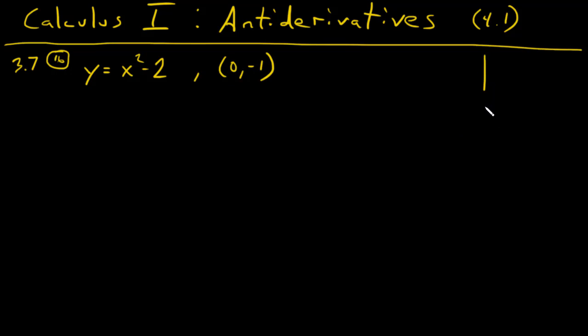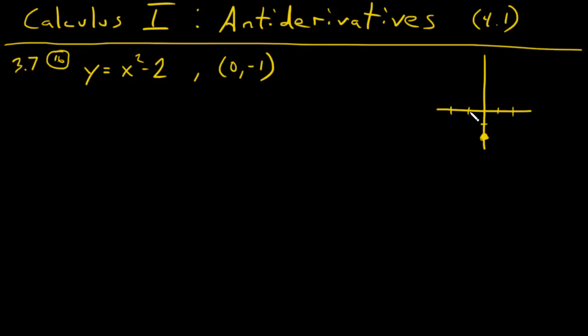Okay, so over here I'm going to draw a little quick sketch of what this looks like. So 1, 2, 1, 2, something like that. And so I'm going to have something that's going to hit right there. So if x is 0, then y is negative 2.